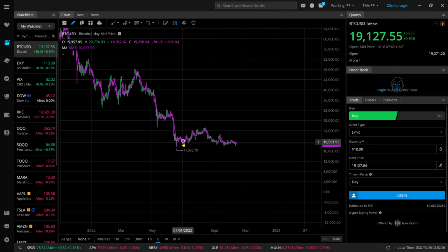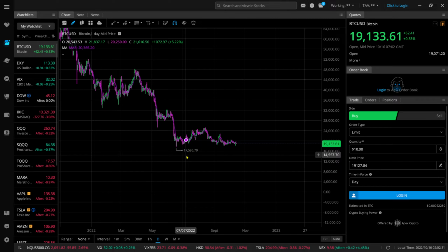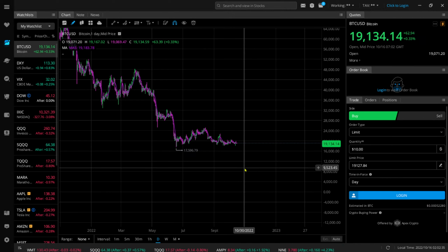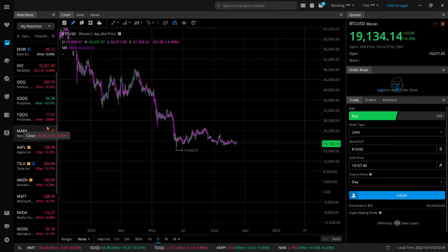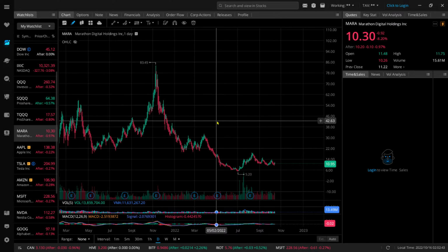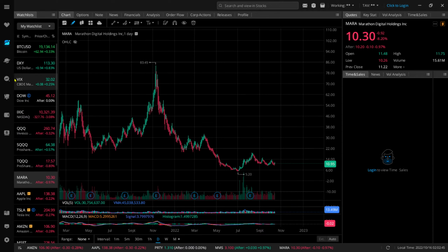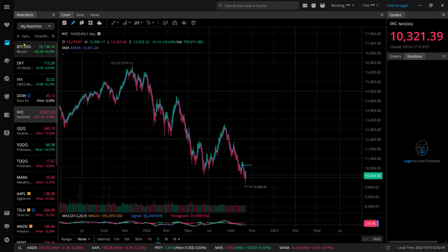If this breaks below 17.5, get ready. We're probably going to hit 15 on this fifth leg lower in the market if that does happen. If that does, it's going to send Mara down, which is a crypto company stock, and a couple others. So that's why you need to be careful about Bitcoin. If the market does recover, jump into Bitcoin.